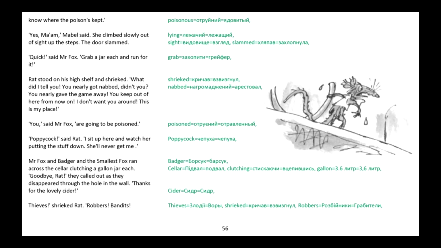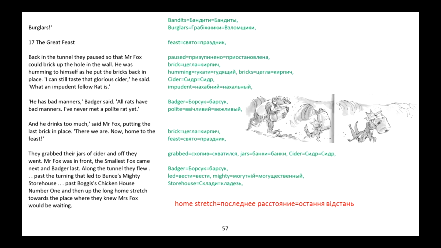Mr. Fox and Badger and the smallest fox ran across the cellar, clutching a gallon jar each. "Goodbye, Rat," they called out as they disappeared through the hole in the wall. "Thanks for the lovely cider." "Thieves!" shrieked Rat. "Robbers! Bandits! Burglars." Chapter 17, The Great Feast.